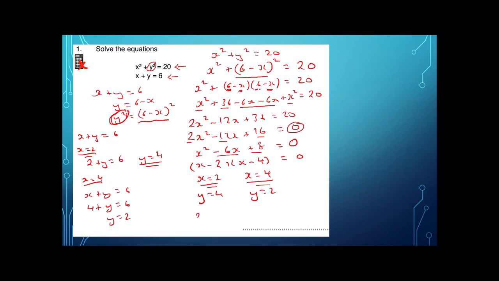And so what we have is a pair of coordinates where the line, and in this case the circle, are simultaneous where they intersect.